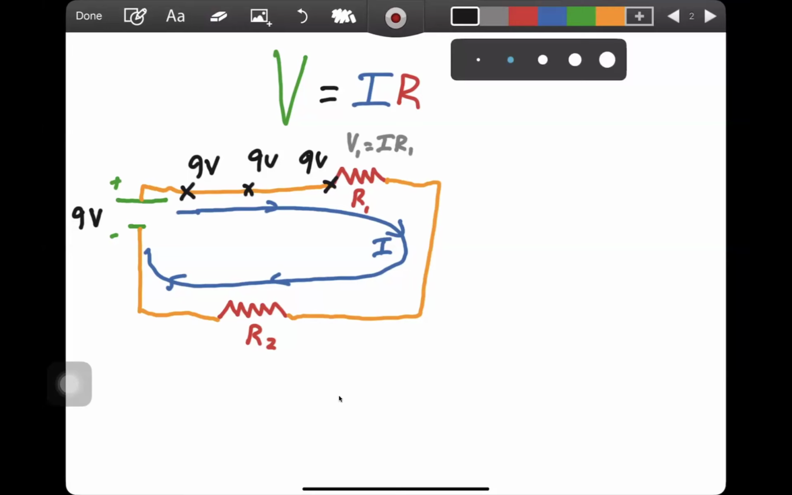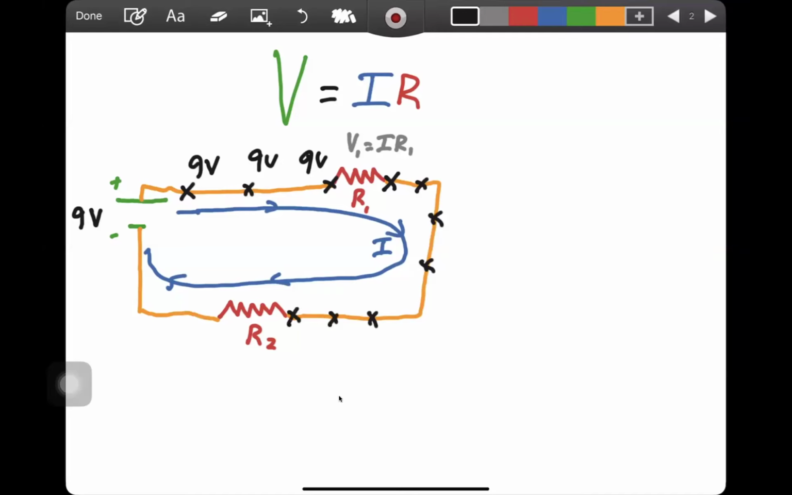And so now there's a voltage drop. There's something right here that's less than 9 volts. And it remains the same here, and here, and here, and here, and here, and here. Because remember, the wire does not offer resistance, so we say the voltage is the same throughout the wire.